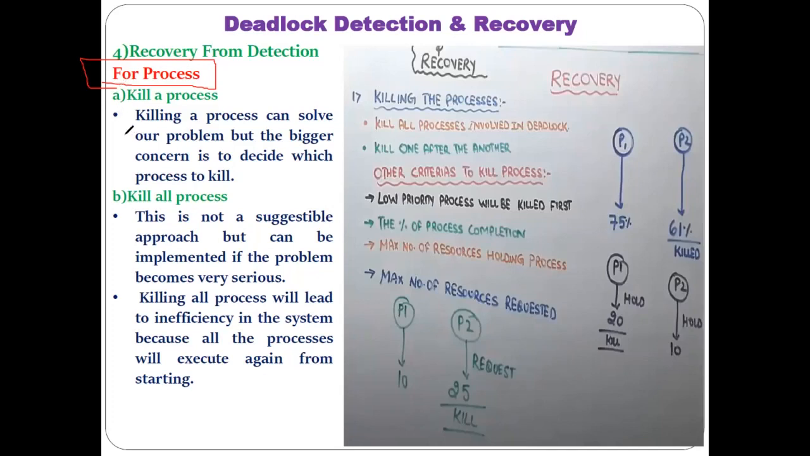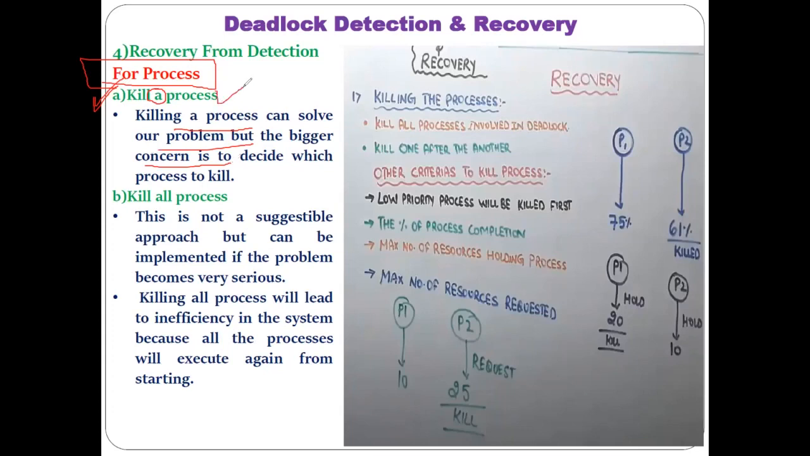So first case in that is killing a process. Killing a process in the sense kill a single process at a time. So killing a process can solve our problem. But here the problem is that when the deadlock occurs, there are multiple processes in the system. Then out of those multiple processes, which process should be killed first? That is the most important decision that has to be taken at this level.